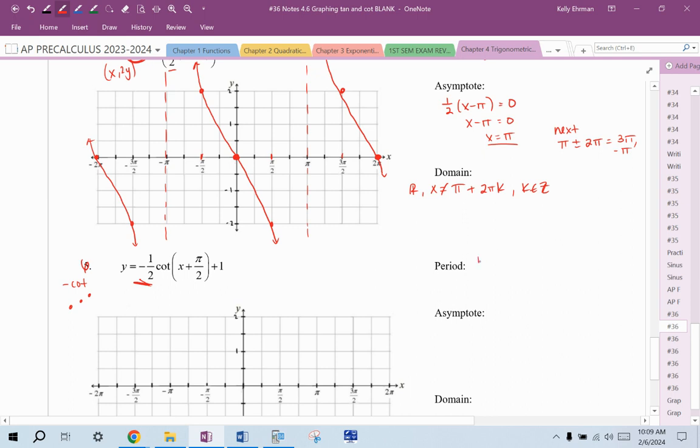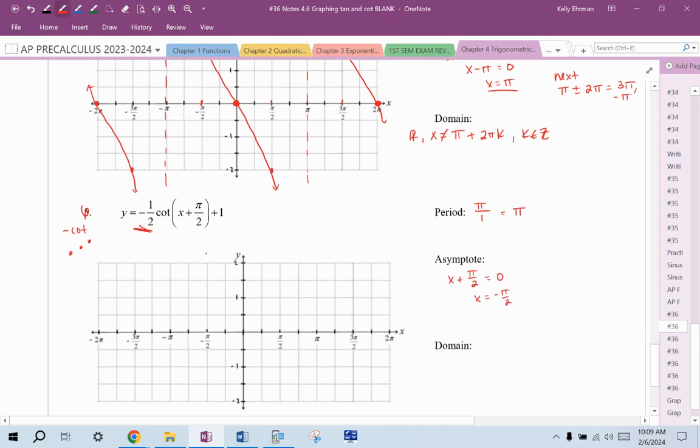Okay, so pi divided by b. So period is pi. The asymptote is setting the x plus pi over 2 equal to 0. So x equals negative pi over 2. Let's sketch that in. We also have this vertical shift of up 1. So if you want to, you can draw in a midline through 1. That might be good to do.